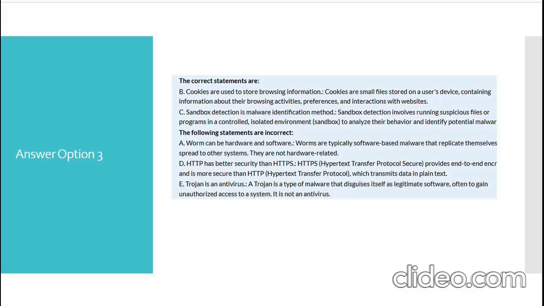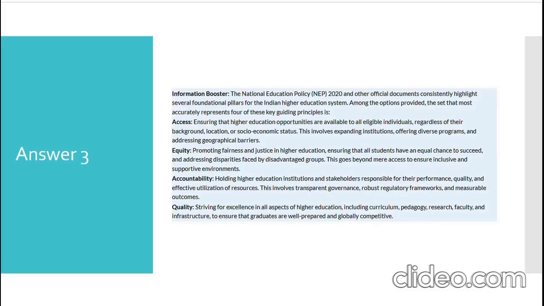So next question, which of the four guiding principles in the development of higher education in India? Access, authority, equity, equality, accountability based on freedom, access free, access, equity, accountability, equality, assessment, equality, affordability, result oriented. Options are given 1, 2, 3 and 4. So the answer is option 3. So this is based on National Education Policy NEP 2020, which consistently highlights several foundational pillars for the Indian higher education system.